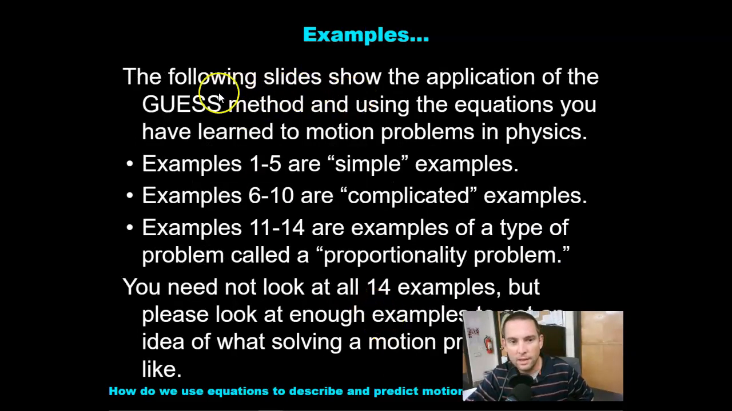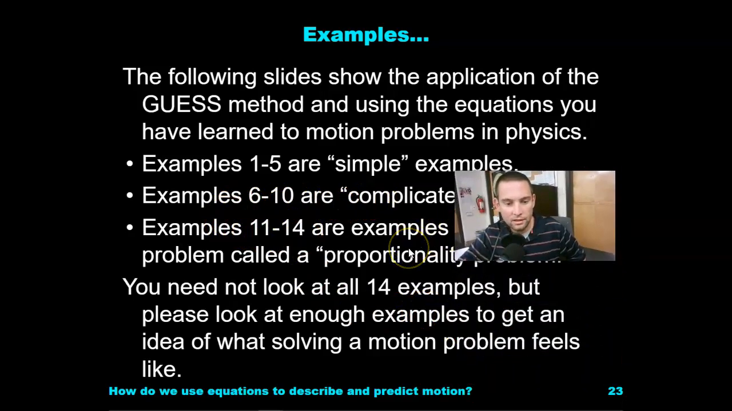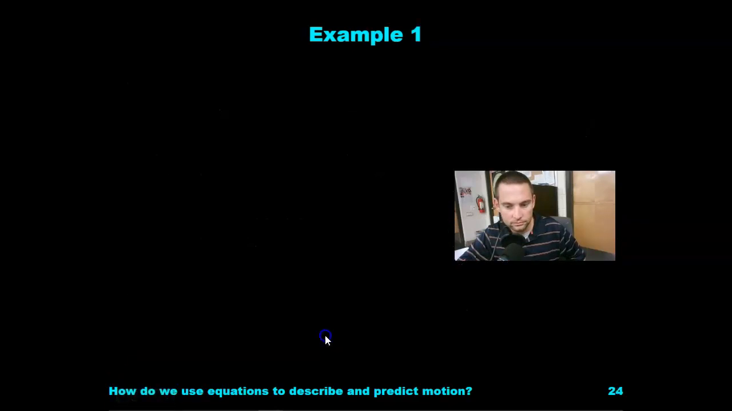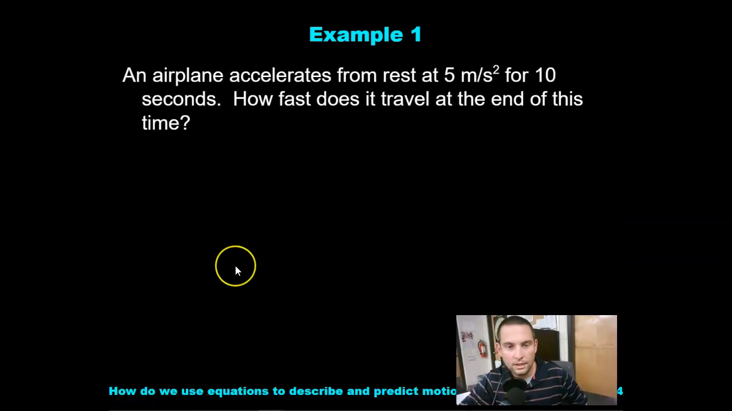Following slides show the application of the GUESS method using the equations we have gone over. 1 through 5 are simple examples, 6 through 10 are complicated, and 11 are examples of a problem called a proportionality problem. Here we go. Simple example number 1. An airplane accelerates from rest at 5 meters per second squared for 10 seconds. How fast does it travel at the end of this time?